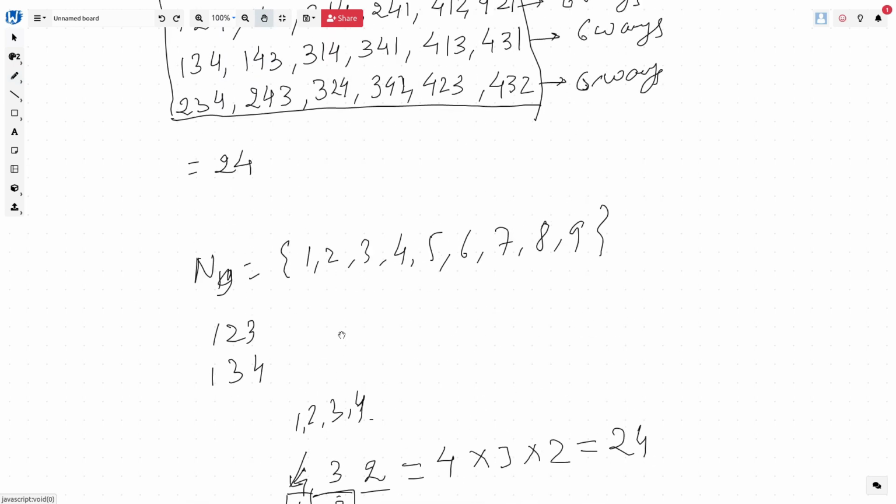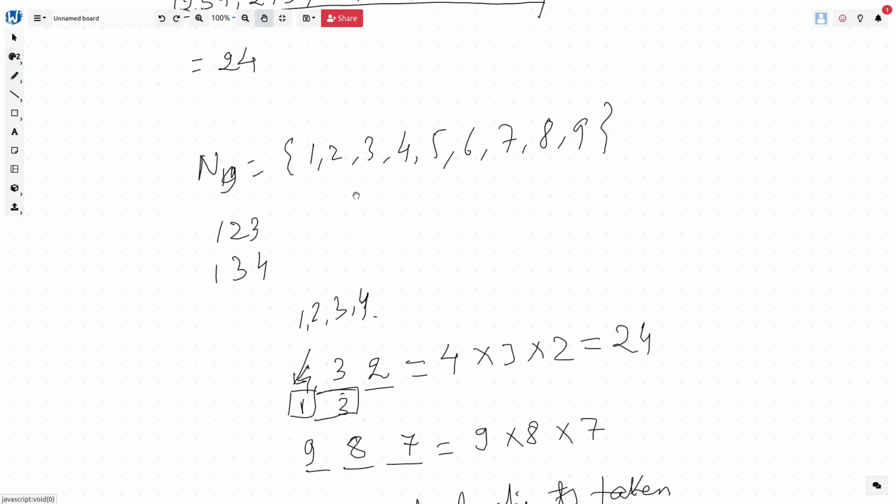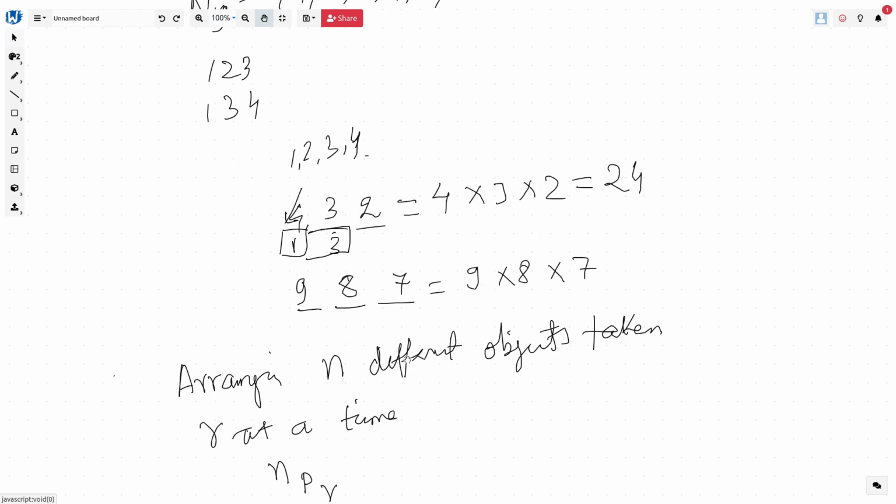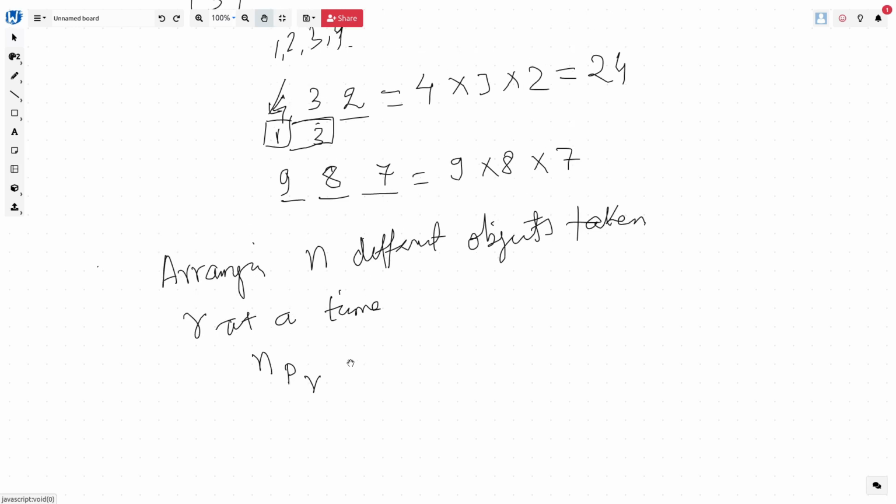So let's try to see what this nPr exactly is and how we are going to find it. If you look at the same problem of arranging the four numbers taken three at a time, which is the same as forming all the 3-digit numbers where ordering is important and repetition is not allowed, we have already seen that 4P3 is nothing but 4 into 3 into 2. What you are exactly doing is starting with 4, reducing it by 1, reducing it by 2, and repeating the same method three times.